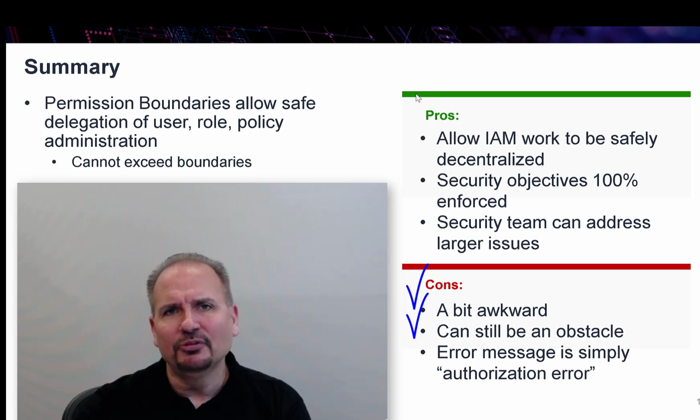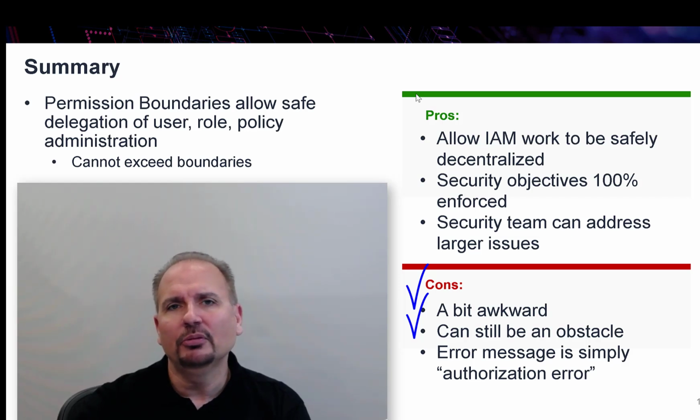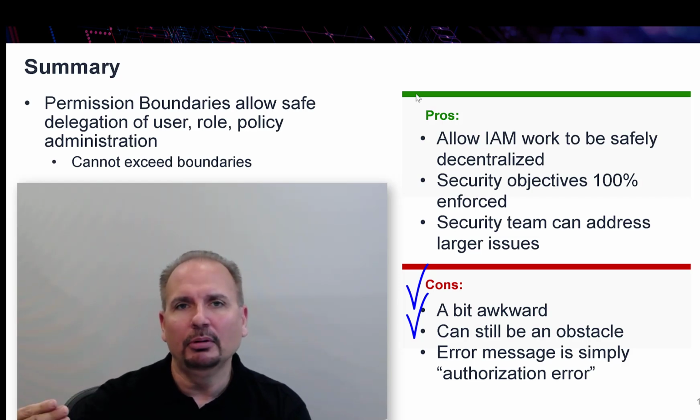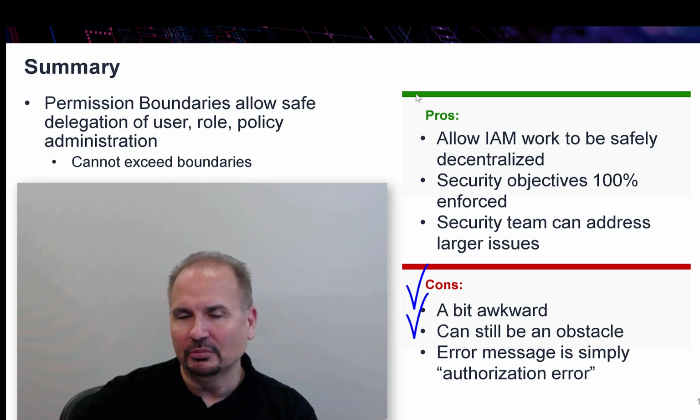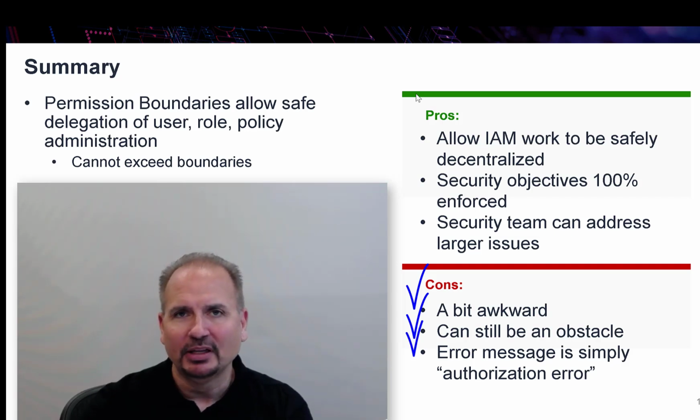And it can still be an obstacle. We can still have a case where the permission boundary itself is the problem, and so we still have to send an email to the security team saying the boundary itself needs to be relaxed because I'm trying to do some things that you guys didn't anticipate.